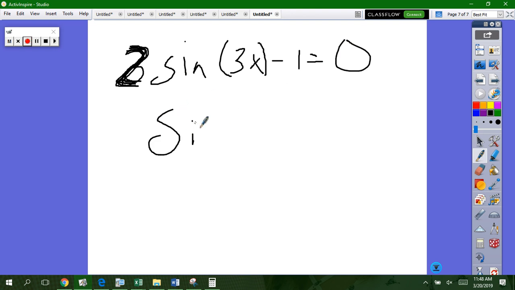What's different this time, ladies and gentlemen? Okay, guys, difference here is, notice that 3x. What does that 3x do in our graphing?